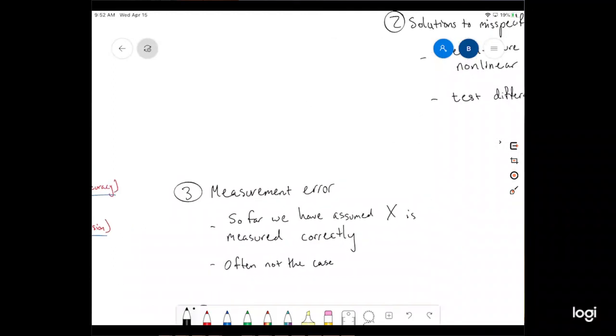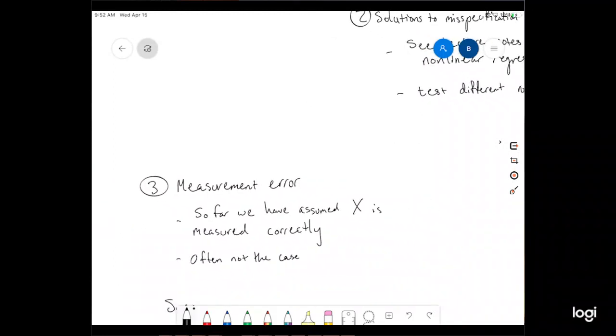Number 3, measurement error. So far we've assumed that x is measured correctly. This is often not the case. For example, there might be data entry errors. So if somebody is entering the data manually, maybe they're putting data into Excel, they might accidentally press an extra 0, or they might lose concentration and enter the data incorrectly.